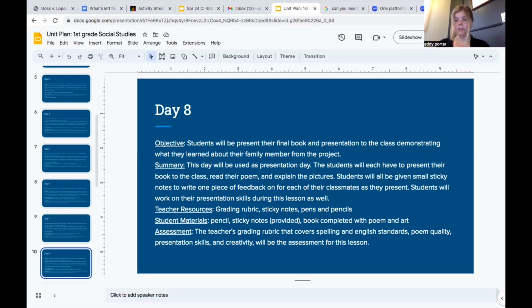I would need to have a grading rubric in the back that covers spelling and English standards, poem quality, presentation skills, and creativity that will be assessed.